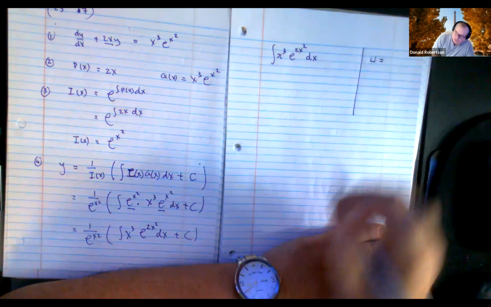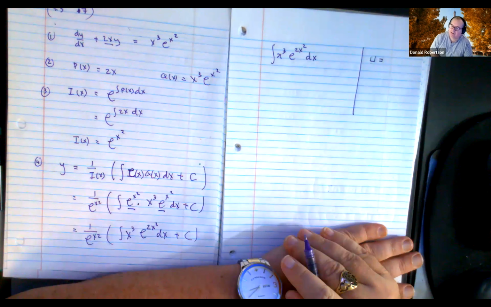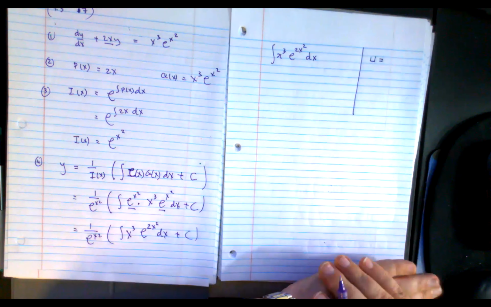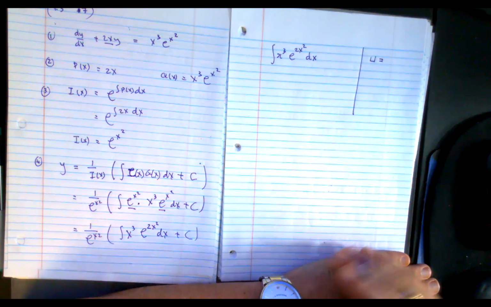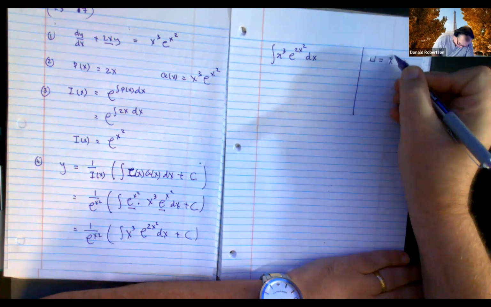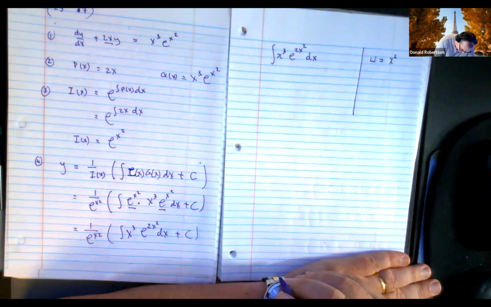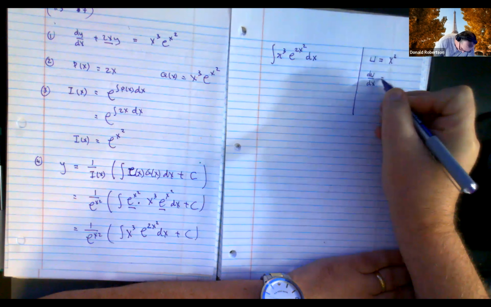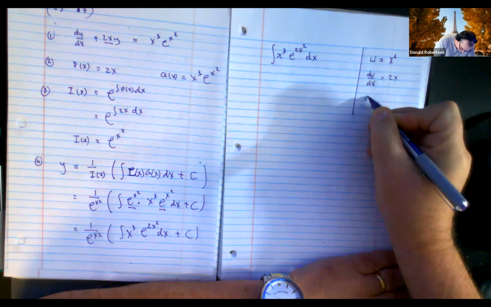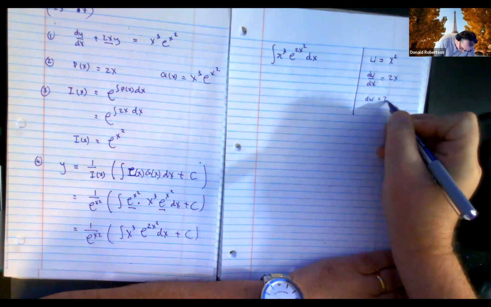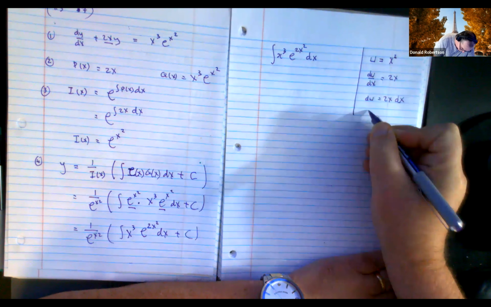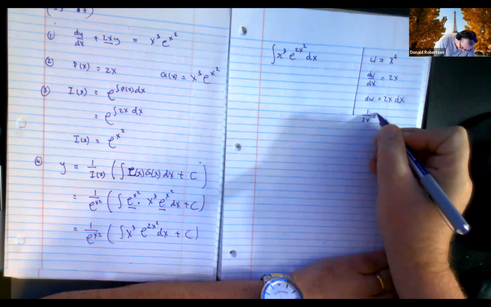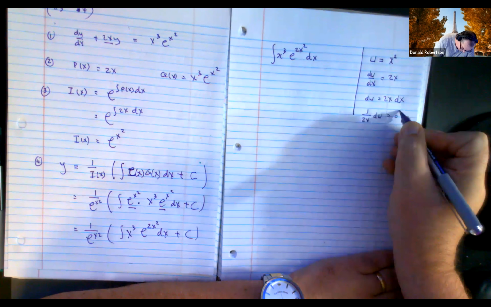And what kind of U sub could we do here? X squared. Yes, x squared is right. So we'll differentiate with respect to x, and we get that. We do the crossover, and we get that. And we divide both sides by 2x to isolate the dx.